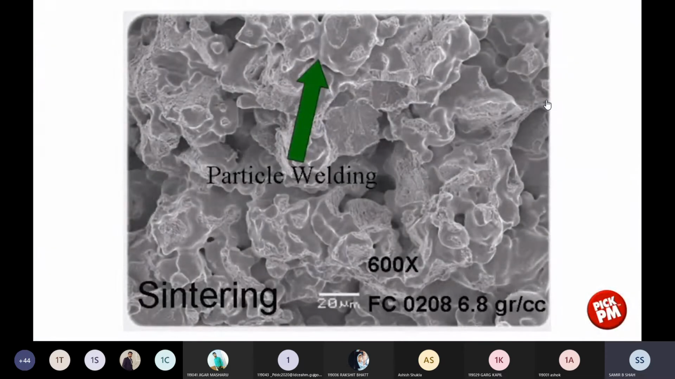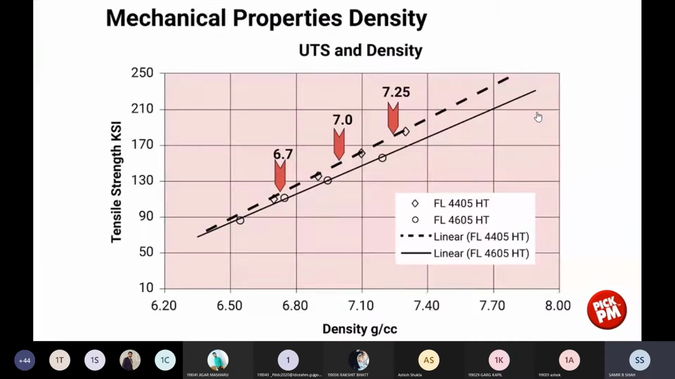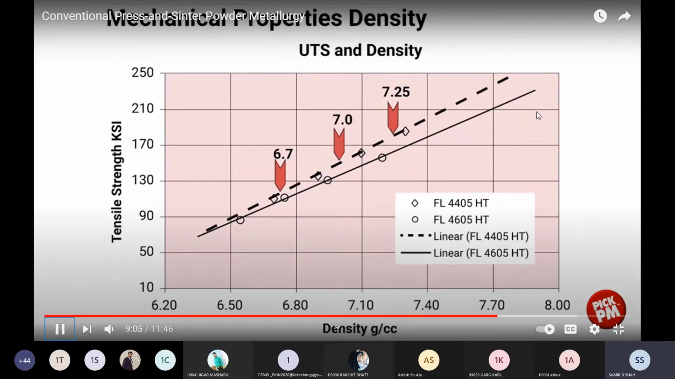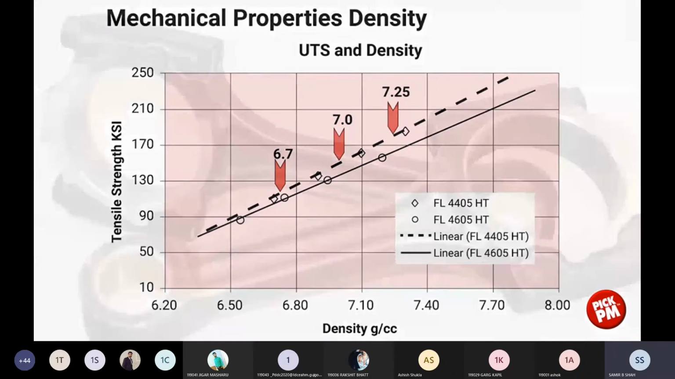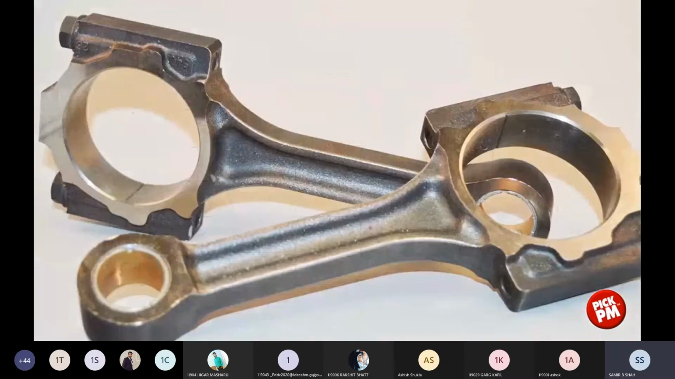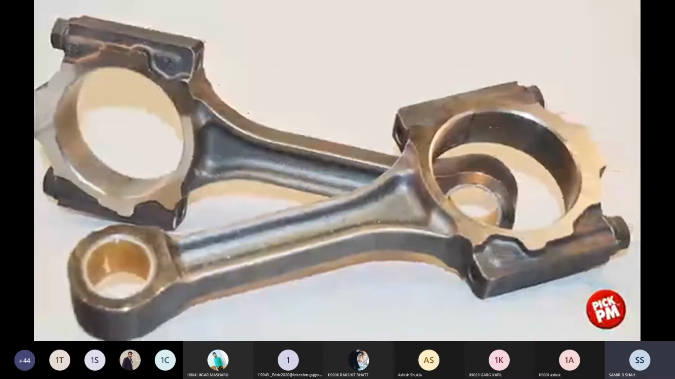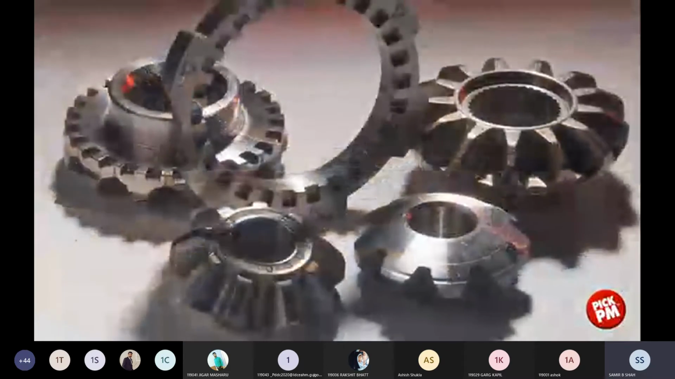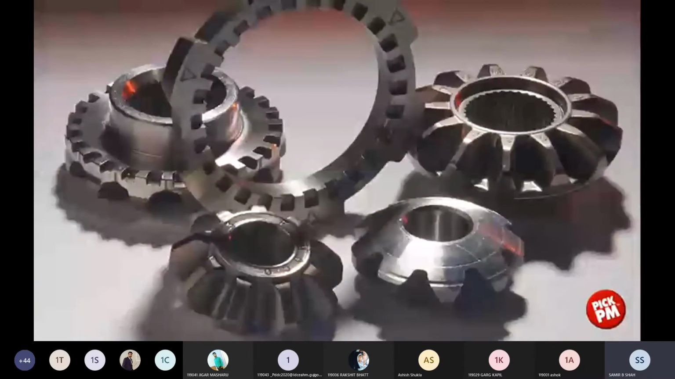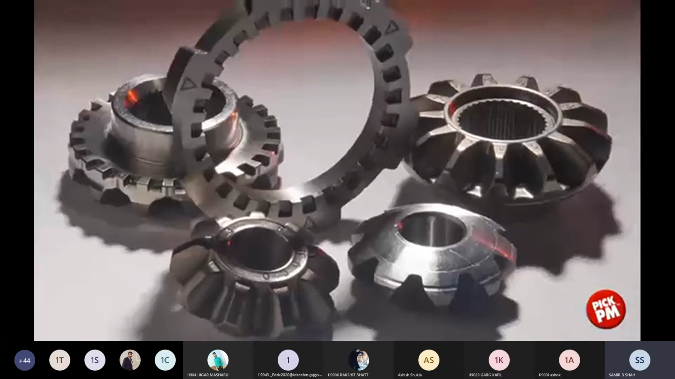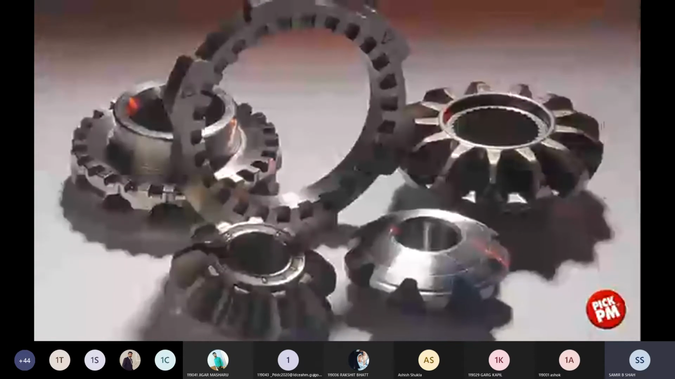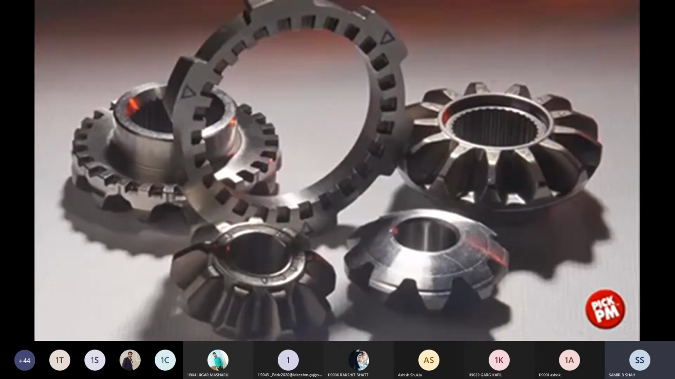Here you can see the effect of density on mechanical properties. Across the bottom, we see density, and on the Y scale, we see tensile strength. And you can see the lockstep agreement between density and tensile strength. In some cases, we require very high strength components and/or parts with very good wear properties. So we increase strength and improve wear by going through a quench and temper process. The tempered martensite is the result.